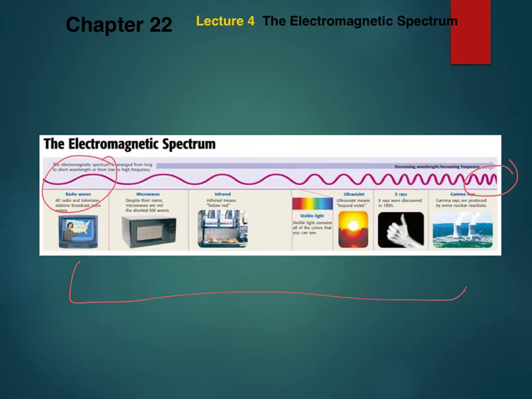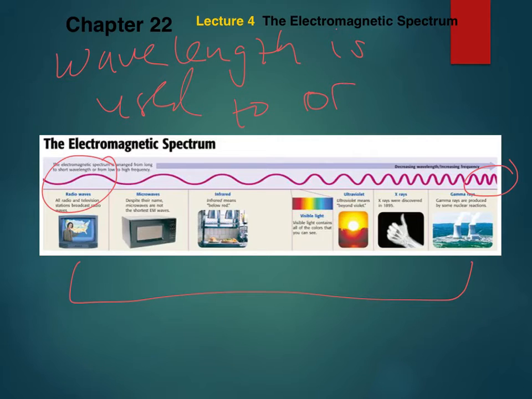Remember, the spectrum is the entire system of organization here. So wavelength is what we use to organize the system. You should know that, so I'd write that down somewhere. Wavelength is used to organize the EM spectrum. Abbreviate that, okay? So wavelength is used to organize the electromagnetic spectrum.